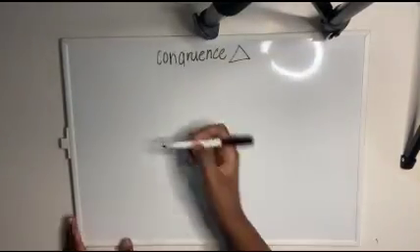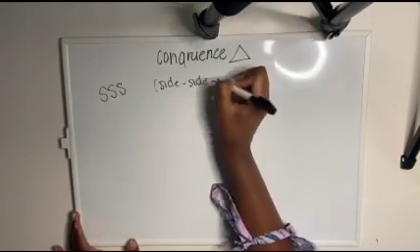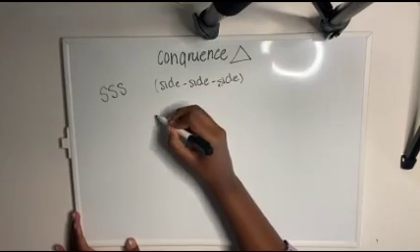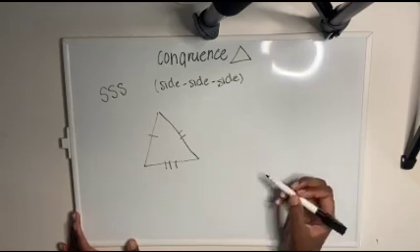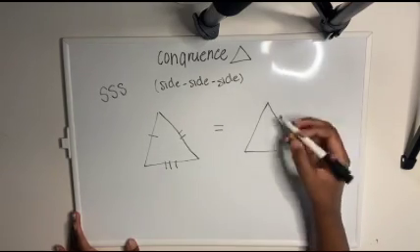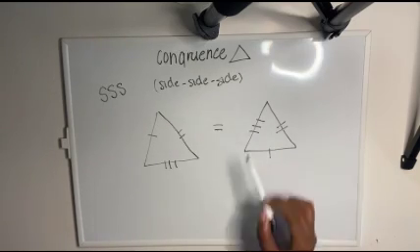The first theorem we're going to talk about is called SSS, and this stands for side, side, side. So this means when you see that two triangles have 3 of the same sides, we use these little lines to show that a side is congruent to another. That's when you know that two triangles are the exact same.